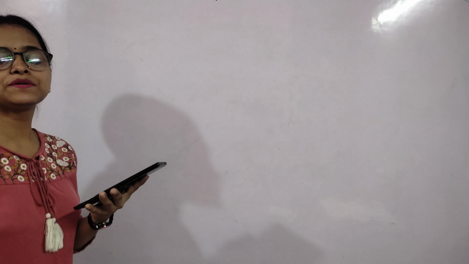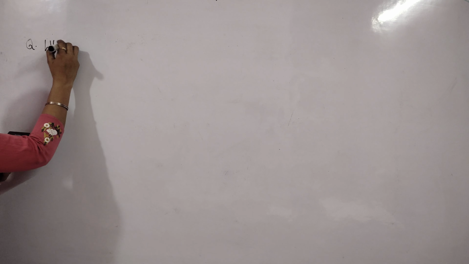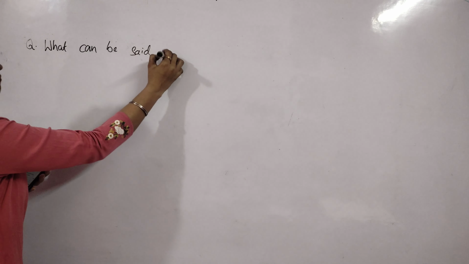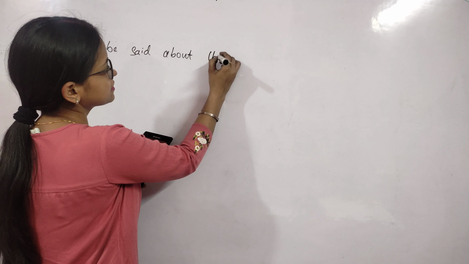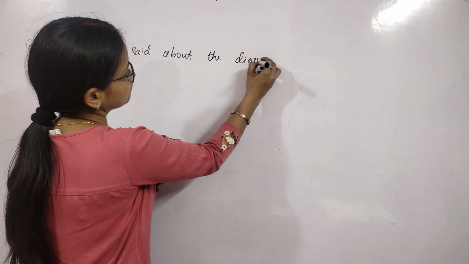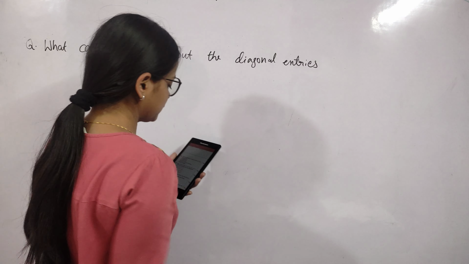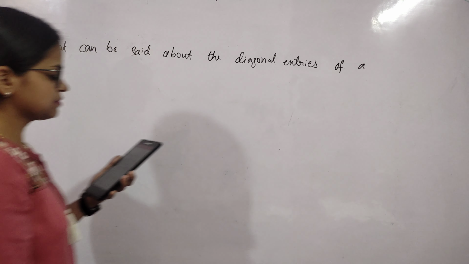Let us solve another MCQ question in matrices chapter. So the given question is, what can be said about the diagonal entries of a skew symmetric matrix.